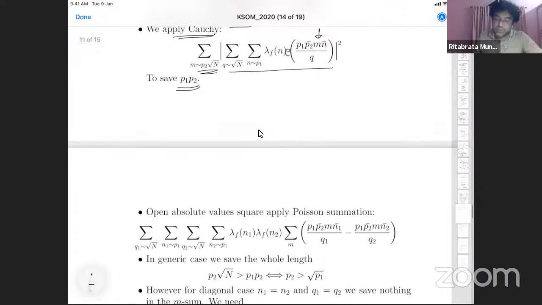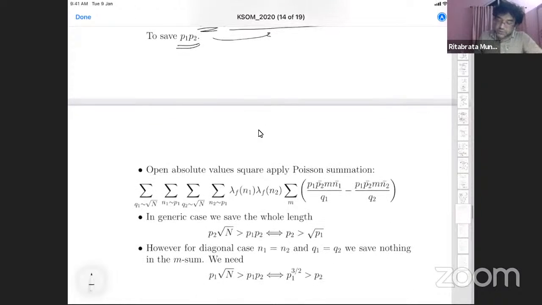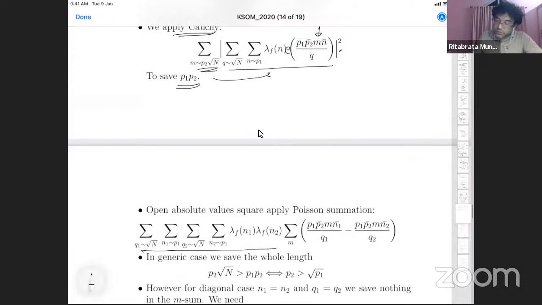Now you just open the absolute value square, bring the M sum inside and apply Poisson, or just see that it's a geometric sum. So this is what you get by opening the absolute value square. And this is the M sum that you are left with. This is a geometric sum.